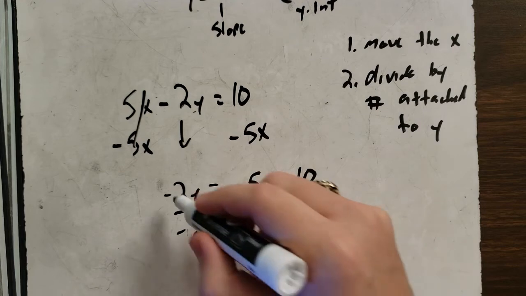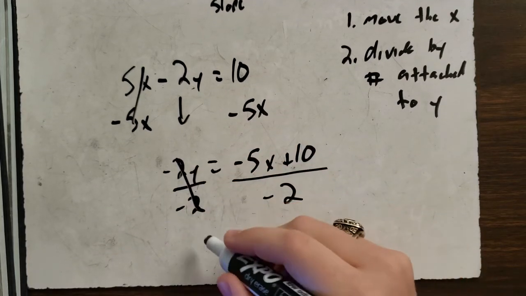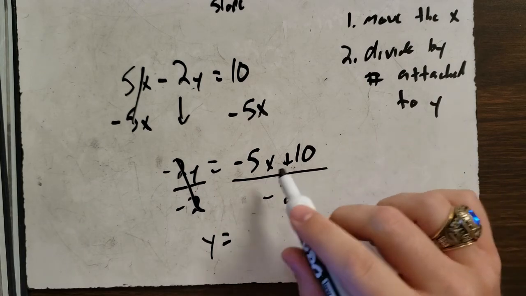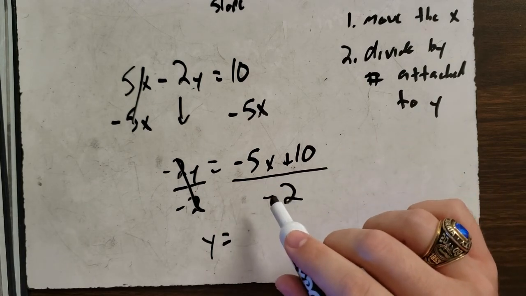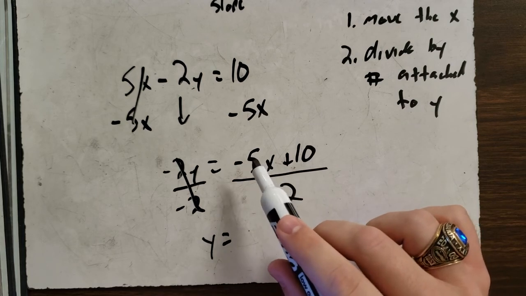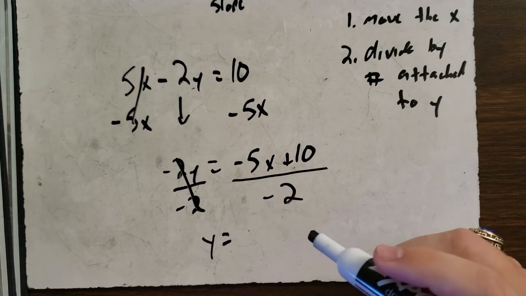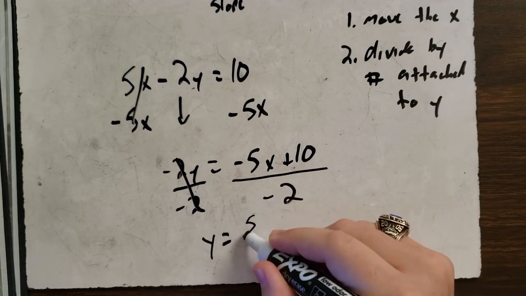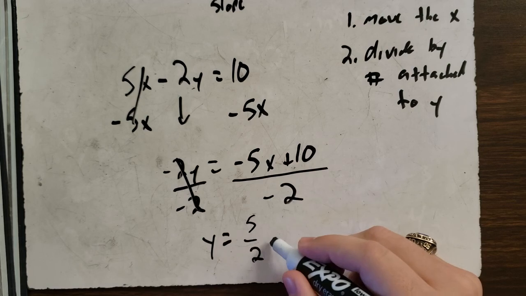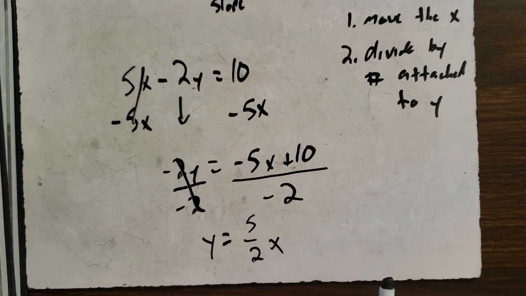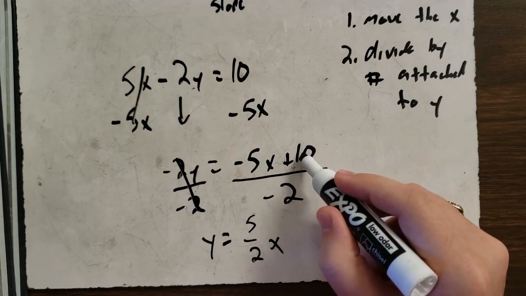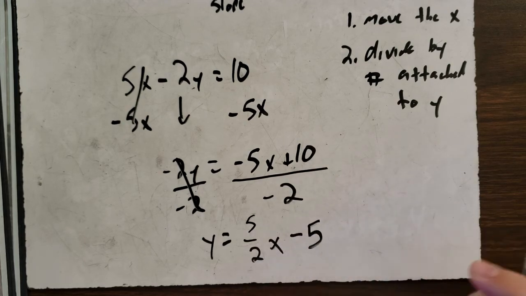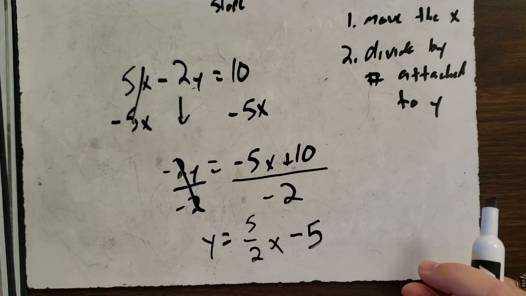So now that cancels out, and we have y equals. Now, if you can do the math over here when you divide, do it. If you can't, then just leave it as a fraction. So we look, negative 5 over negative 2. Well, we can't do that, but we can see they're both negatives, right? And 2 negatives equals a positive. So we leave it as 5 over 2 x. And then 10 divided by negative 2, well, we know 10 divided by negative 2 is negative 5.